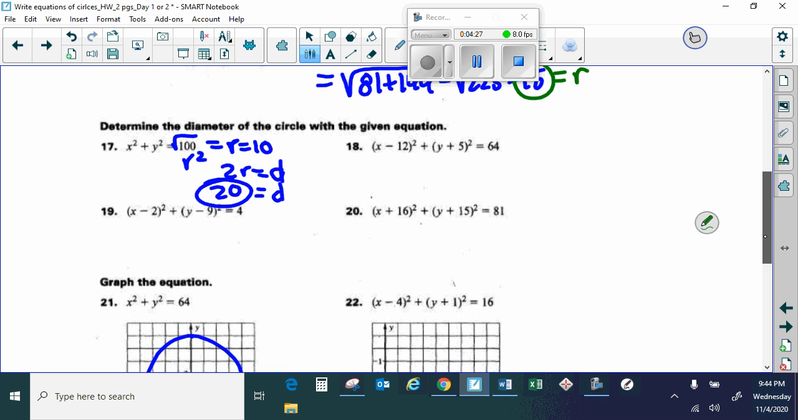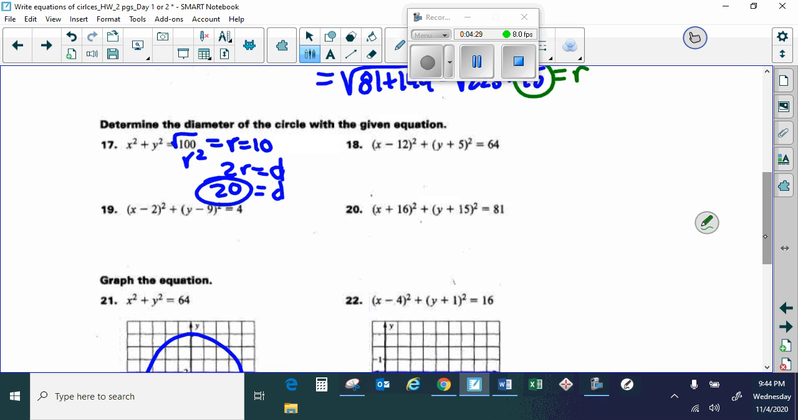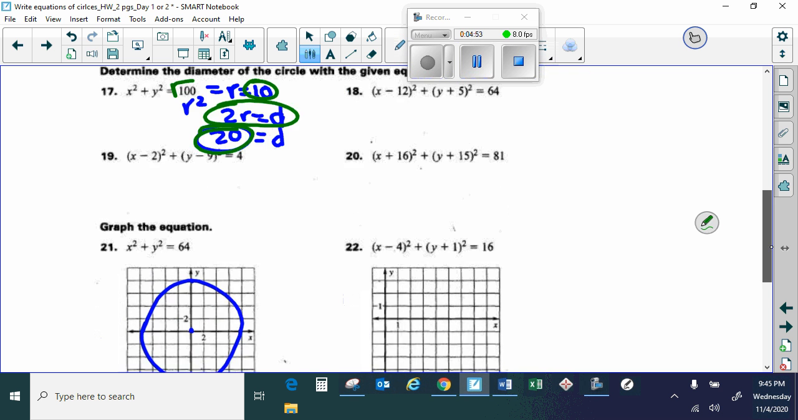All right, determine the diameter of the circle with the given equation. So again, diameter equals 2 times r. So I find the r. Remember, this 100 is the r squared. So that's why you see me take the square root of that to get r equals 10. And I just double the radius to get the diameter. So 2 times 10 is 20. That's why the answer is 20. Nice and easy right there.